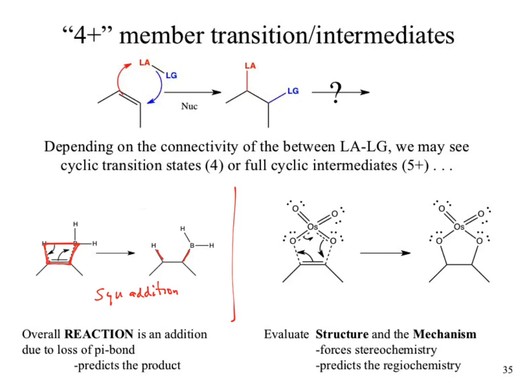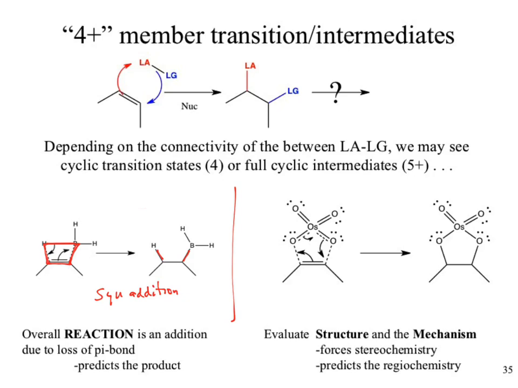So looking for those pieces can help us apply what's going on there. We don't actually see an intermediate in this case. We just see the transition states. What happens in the case of the osmium?